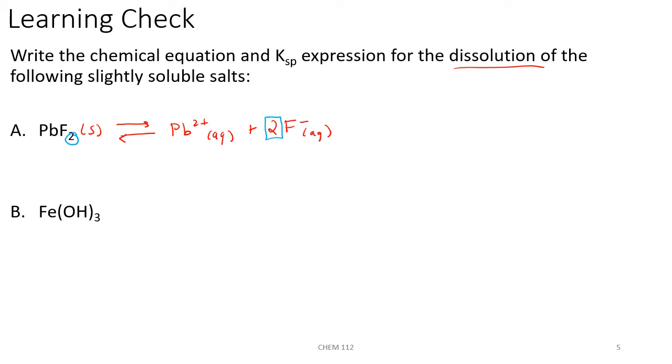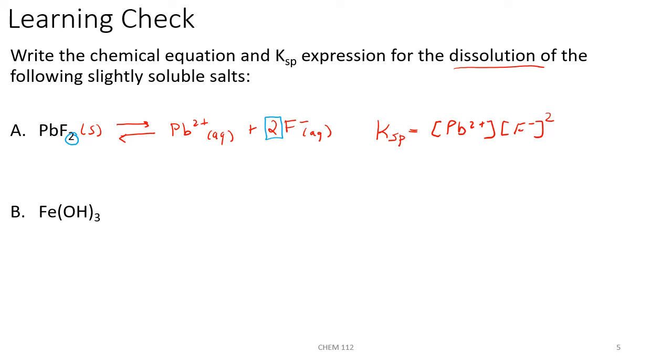Writing our KSP or our equilibrium expression, we're going to have KSP equals the concentration of lead 2 plus ions times the concentration of fluoride anions, and we have to square the fluoride concentration because we have a 2 out in front of it in the chemical equation.